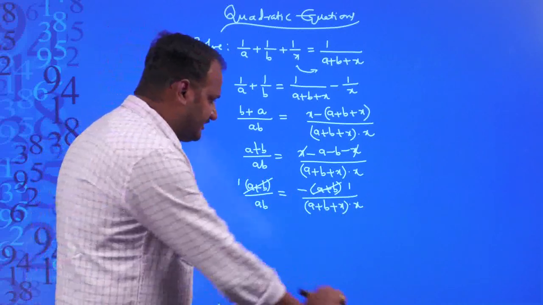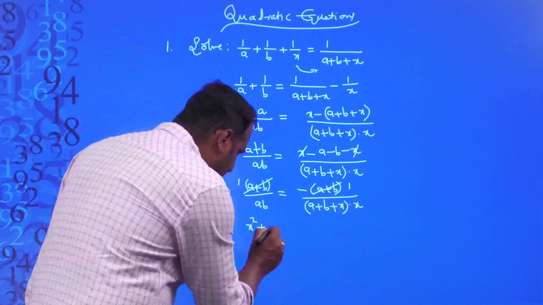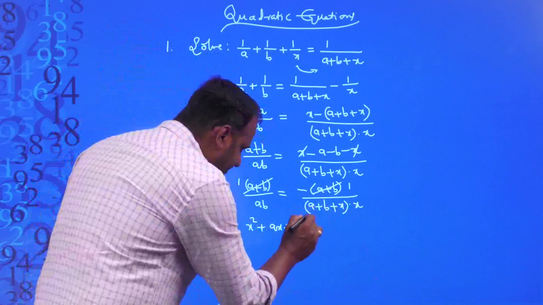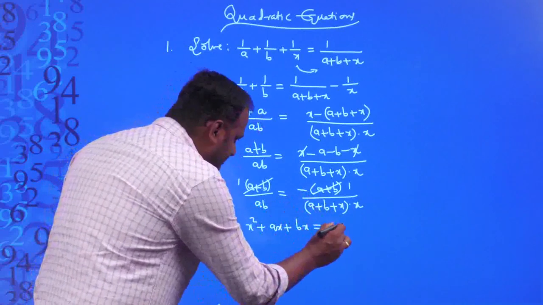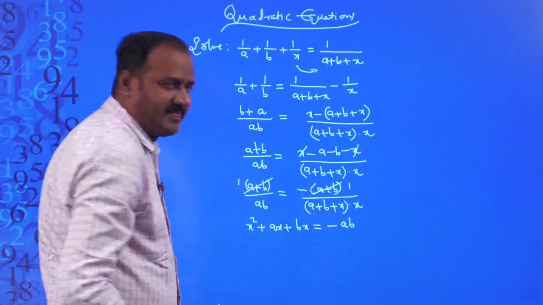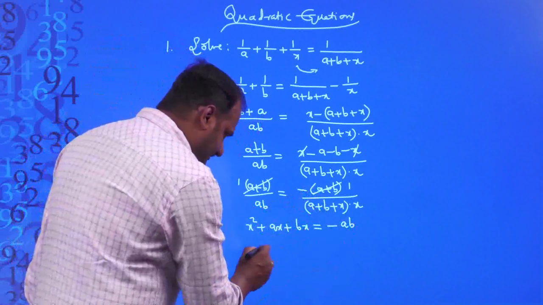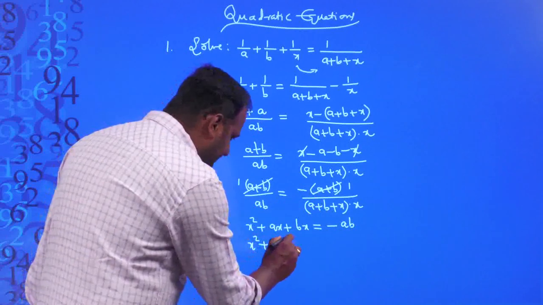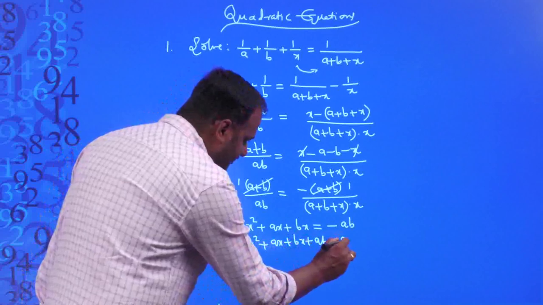Now I am going to write that x into x is x square, plus x into a is ax, plus x into b is bx, is equal to ab into minus 1, which is minus ab, correct? So transposing minus ab towards the left hand side, it is going to be x square plus ax plus bx plus ab is equal to 0.